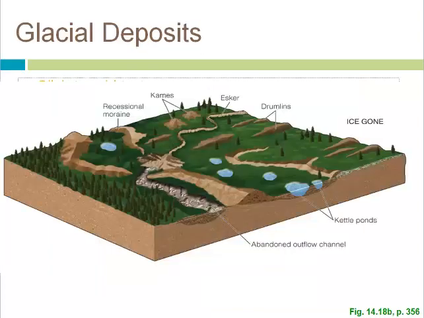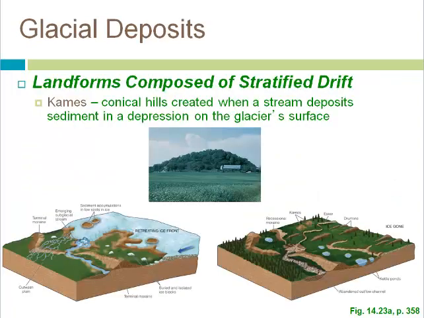And I'm just drawing your attention to this picture in the book. This is the recessional moraine, kames, eskers, drumlins. The ice is gone. I like that, ice gone. Anyway, and the kettle pond's an abandoned outflow channel. So obviously it's no longer a stream, so they call it abandoned. I'm going to go through these rather quickly because you can look at these in the books. But we have the kames, which are the conical hills created when a stream deposits sediment in a depression on the glacier's surface, will melt through and gets deposited all at once.